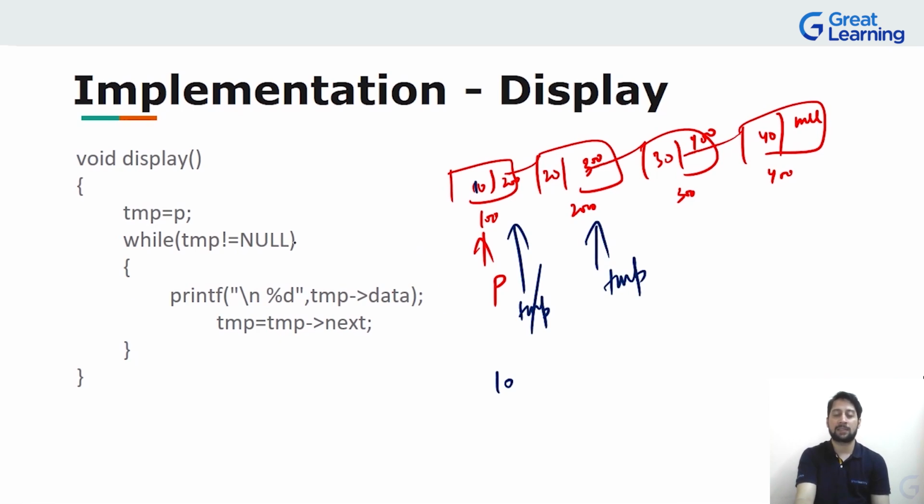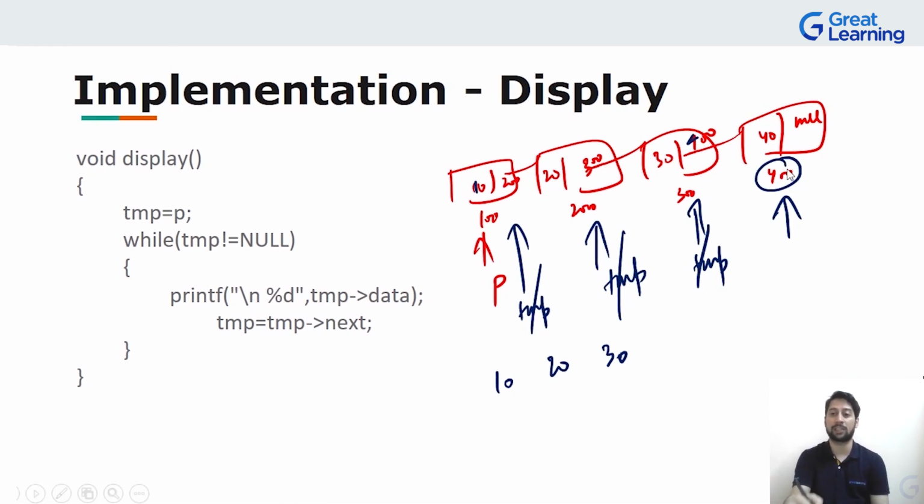Again, is temp null? No, it is not. 20 will be printed. It will update, and we'll go here. Is temp null? No, it is not. It is 400, right? So please print temp's data, which is 30. Again, we are updating it. We are present here, then 30 is printed. Now, is temp null? No, temp is pointing to this, right? 400. We're not checking temp's next, we are checking temp.